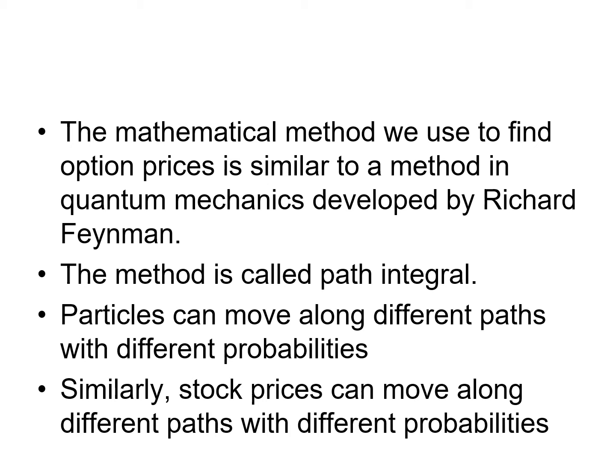The mathematical method we use to find option prices is similar to a method in quantum mechanics developed by Richard Feynman. The method is called path integral. Particles can move along different paths with different probabilities. Similarly, stock prices can move along different paths with different probabilities.